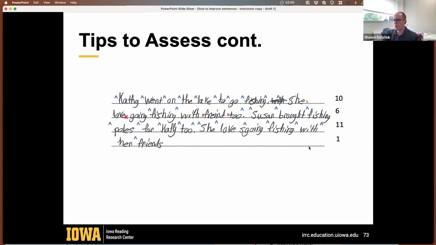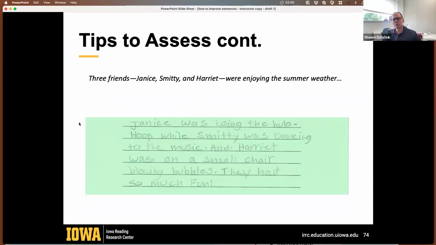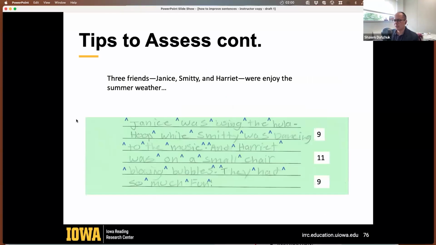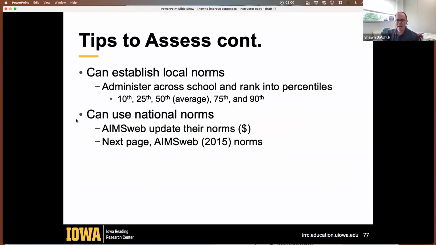So if we were to total all that up, we would get 10 correct here, plus the 6 here, 16, plus the 11, we're up to 27, plus the 1 here, 28. So 28 correct writing sequences. Just for the sake of time, we won't have time to score this together. But what we can do with those scores then is to compare student performance to national norms.